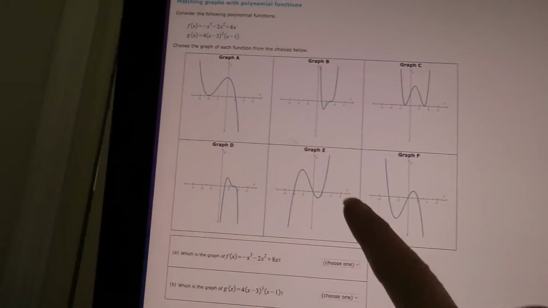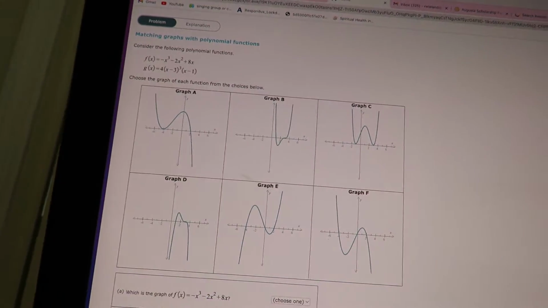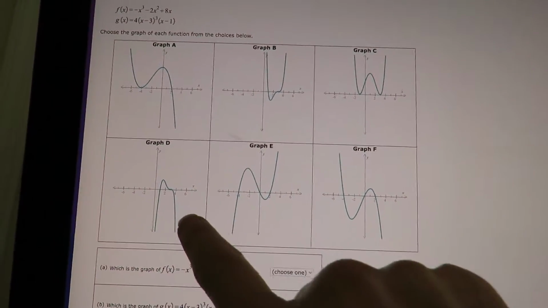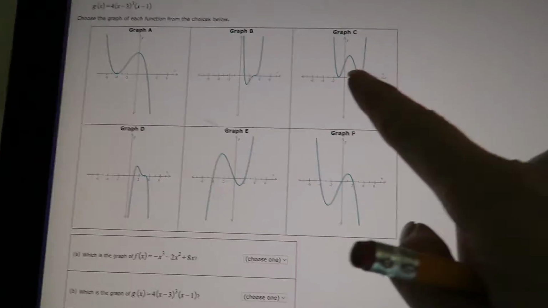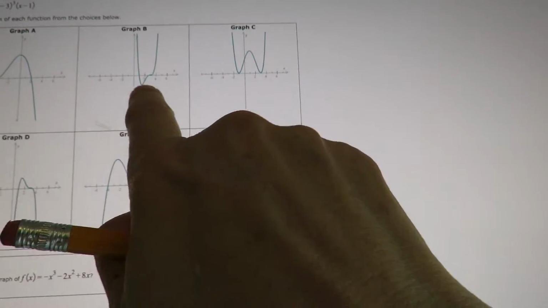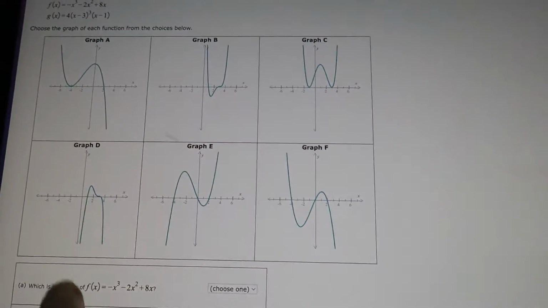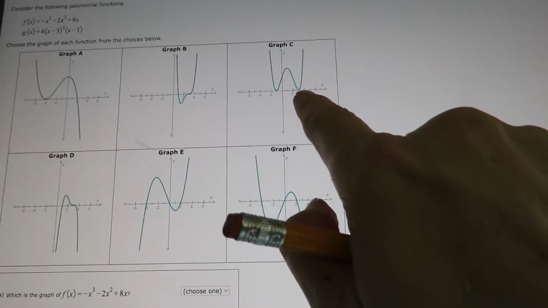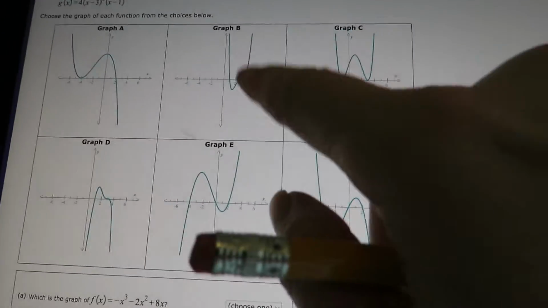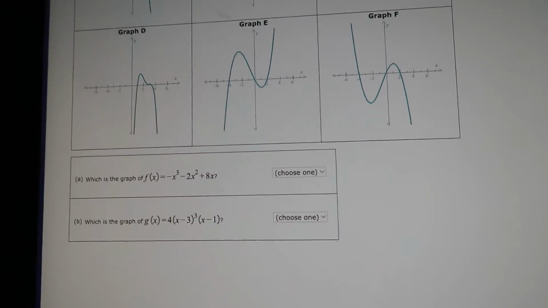Okay, so the only ones that are up, up are this one and this one, not this one. That one's down, down. That would mean it has a negative coefficient. Okay, and then you have the x-intercepts of 1 and 3, which would be this one and this one, right? That one's 1 and 3, but it's going the wrong way. That one, there's no negative 1. Okay, so it would be graph B. So I would come down here and I would choose graph B.